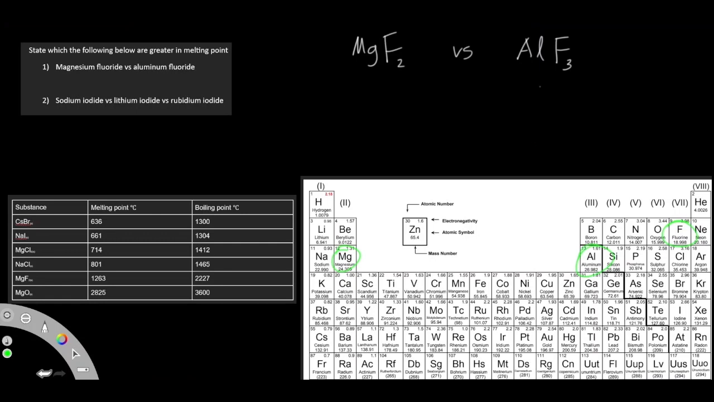The answer is going to be AlF3. So again, the F's here are constant, but we now have to start looking at the charges. Which charge is going to be greater? The charge for the Al is going to be greater than the Mg. Because Al is greater than Mg, this here is going to be stronger. It's going to have a higher melting point.